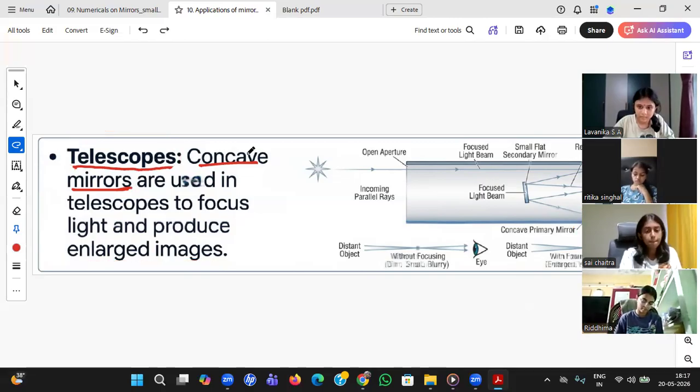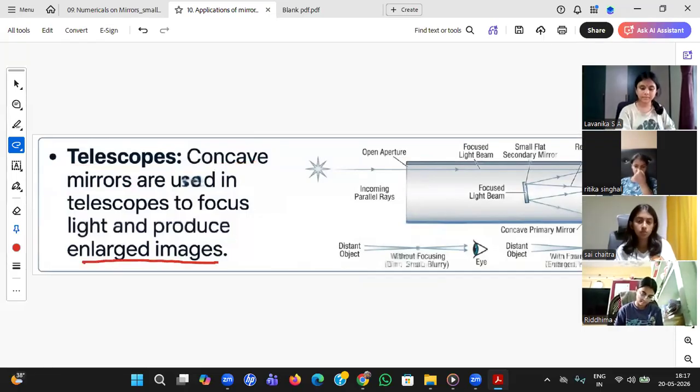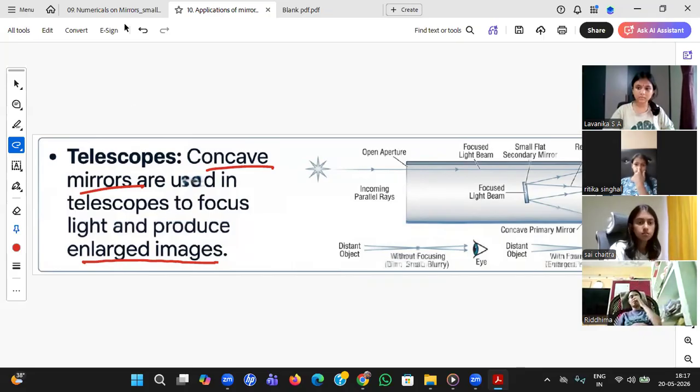Okay, so yes, Sai Chitra, in a concave mirror, if they want to see the small object enlarged, which cases of the concave mirror do they generally use? Four and six. Wonderful, absolutely right answer.